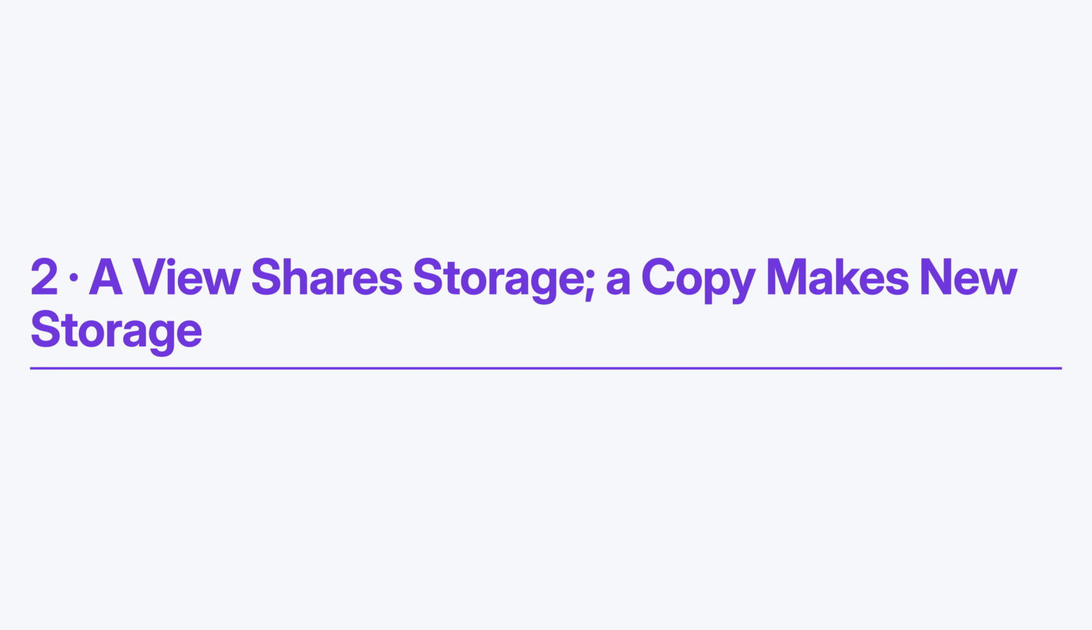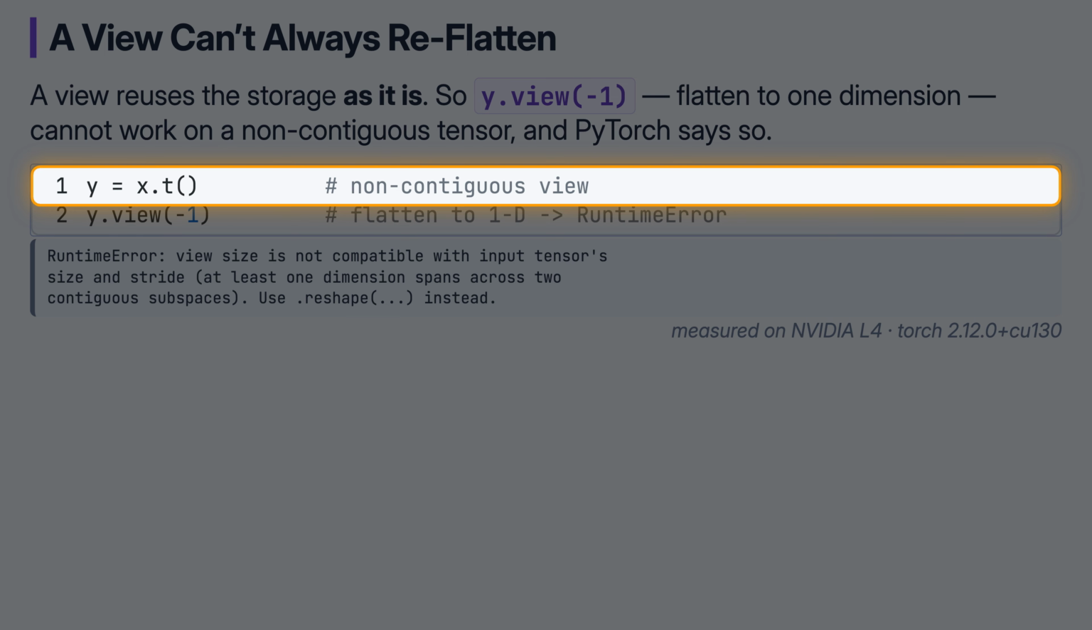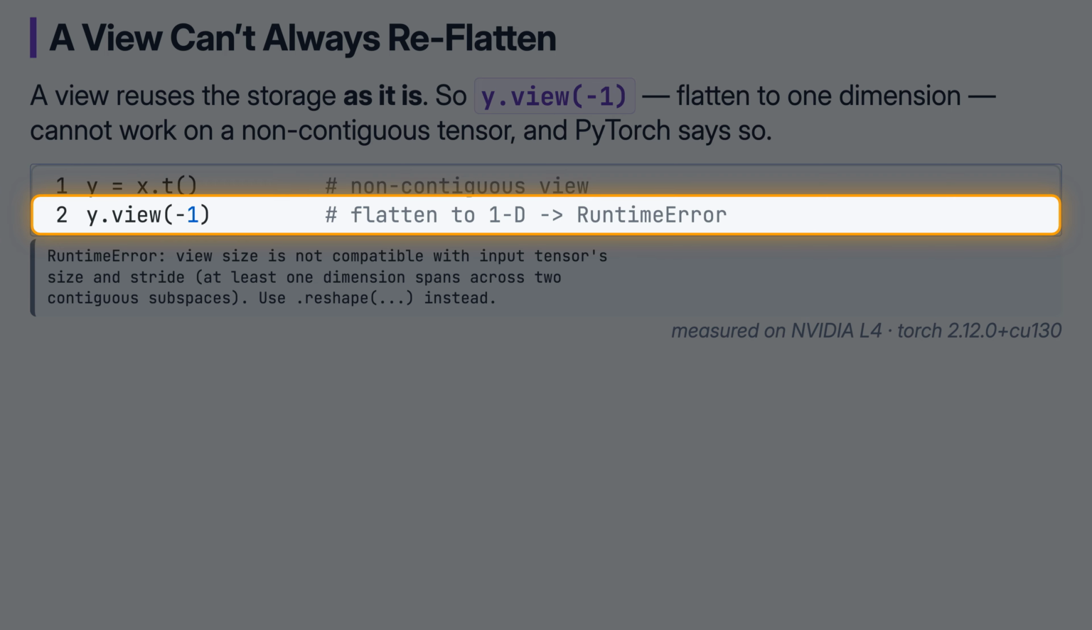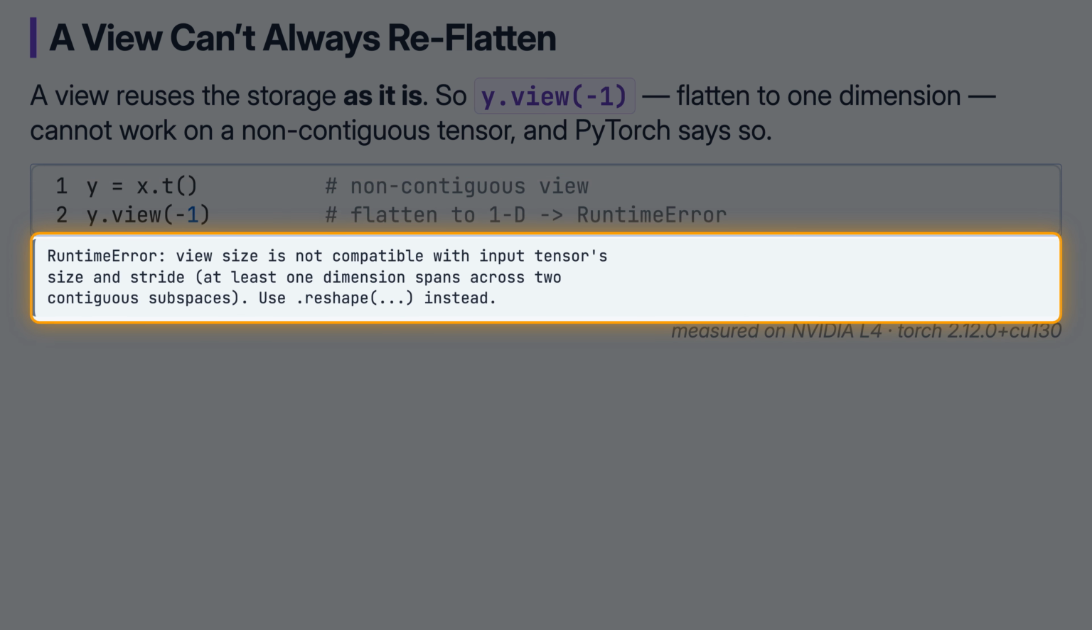Part 2. A view shares storage. A copy makes new storage. Y is the non-contiguous transpose from before. y.view(-1) asks to flatten it to one dimension. It throws a runtime error. A view can only re-index the storage as it is. A non-contiguous layout cannot be re-flattened, and PyTorch tells you what to do. Use reshape instead.